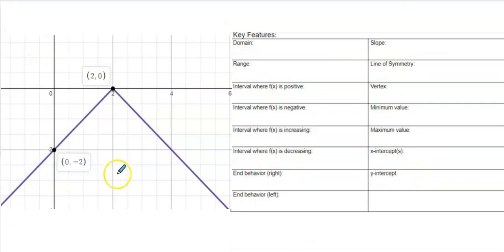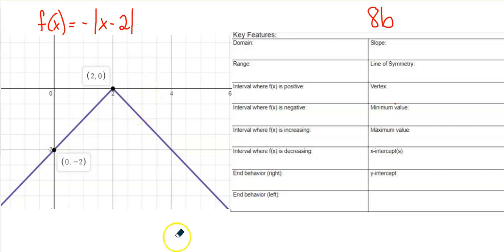Next one is 8b. Make sure that this is the right one. This should be f of x equals negative, or the opposite of, absolute value of x minus 2. To find the vertex, set what's in absolute value equal to 0, x minus 2 equals 0, so x equals 2. It's right there. I mean, we've already graphed it. So vertex is 2, 0. Line of symmetry, x equals 2.